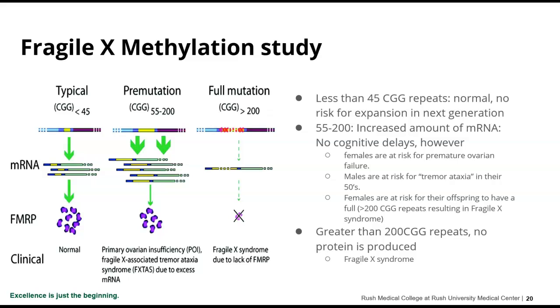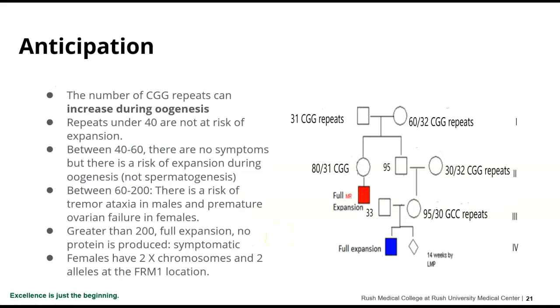So a female is at risk of affected offspring because once it gets to 55 to 200, it becomes less stable, and during oogenesis, it could go to a full mutation. And again, when there's more than 200 repeats, it shuts off the gene and there's no protein made. This is, as I was saying in the last slide, anticipation.